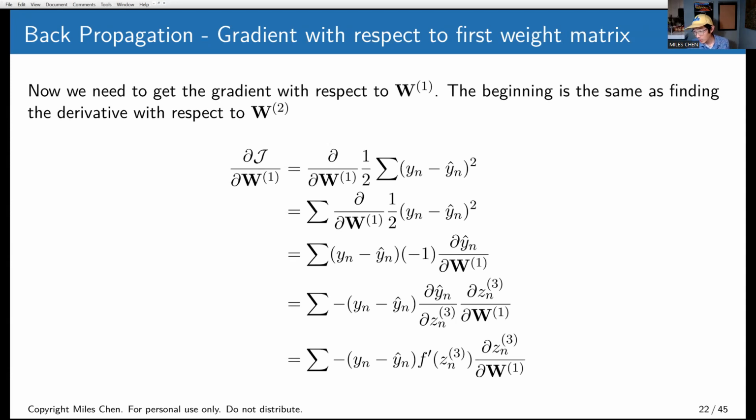So let's continue on. And now we're going to find the gradient of the loss function with respect to the first weight matrix. So we already did it for the second weight matrix. Now we're going to do it for the first weight matrix. This first part is the same as before. You have y minus y hat squared, and then we do chain rule, and we say, okay, how does y hat change with respect to z sub n? And how does z sub n change with respect to W1? So we leave this off. This is f prime.